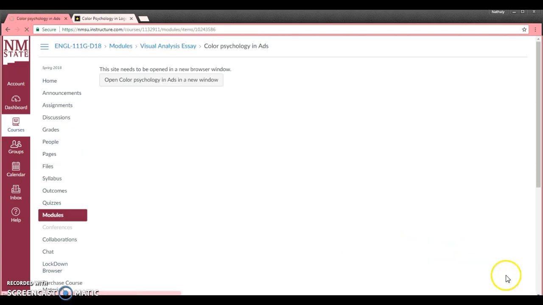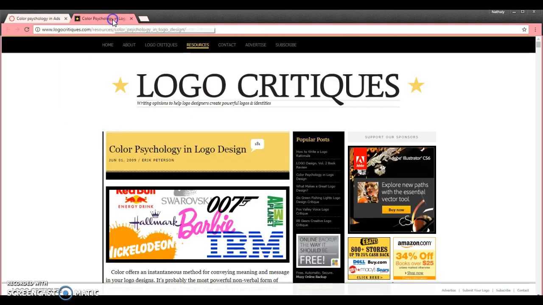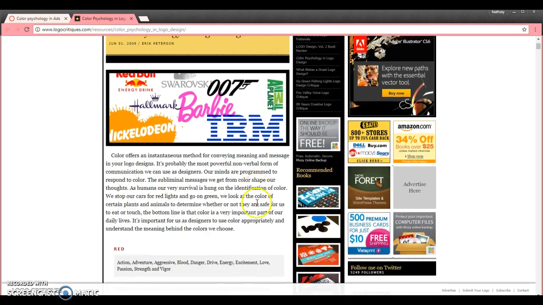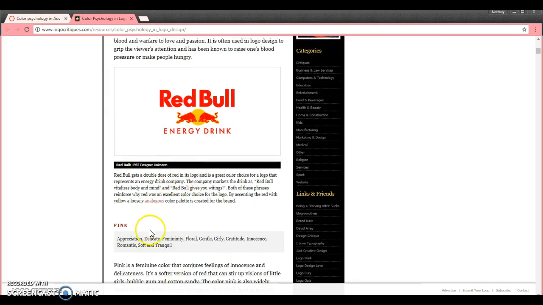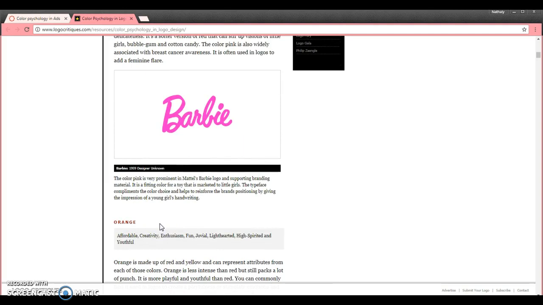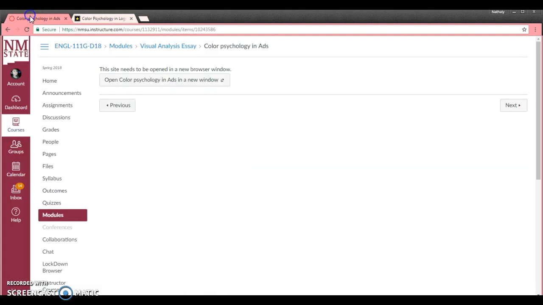So moving on, I also included a website about color, and you can definitely go ahead and take a look at this, and it tells you what each color sort of symbolizes. For example, red means action, adventure. So you can go ahead and use this website to help you analyze the color a little bit more.